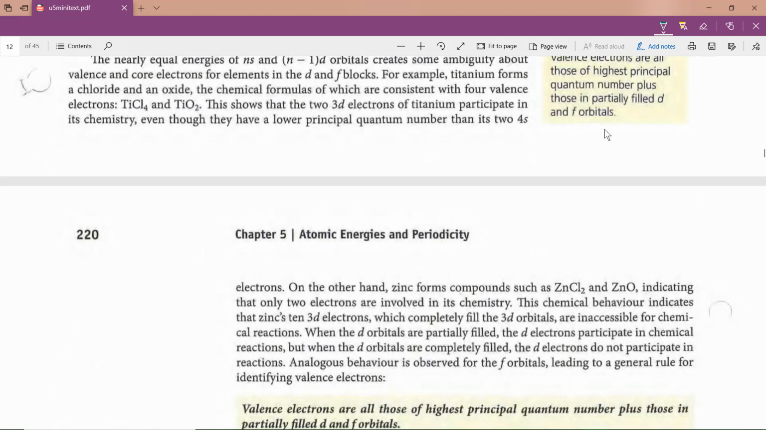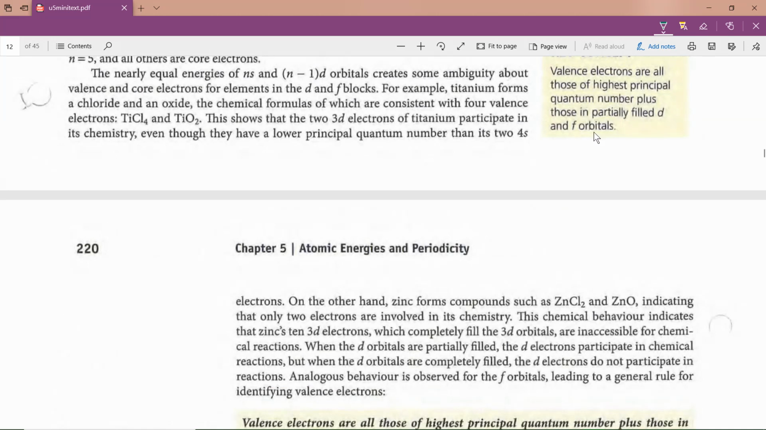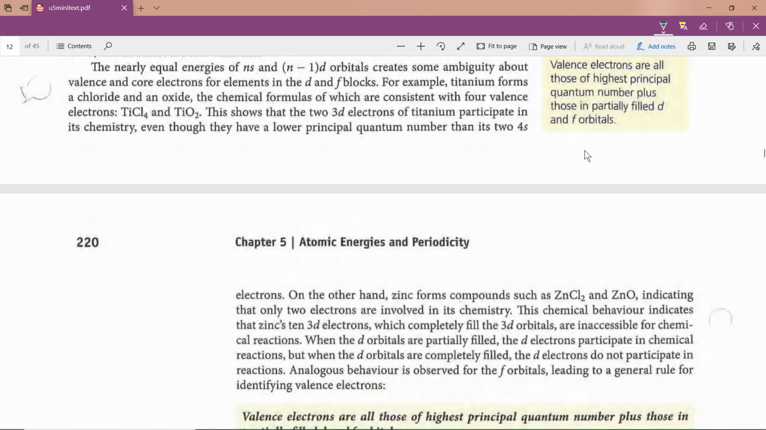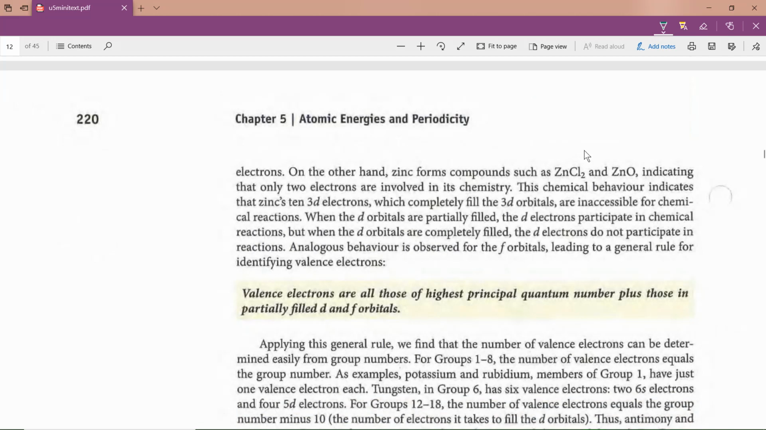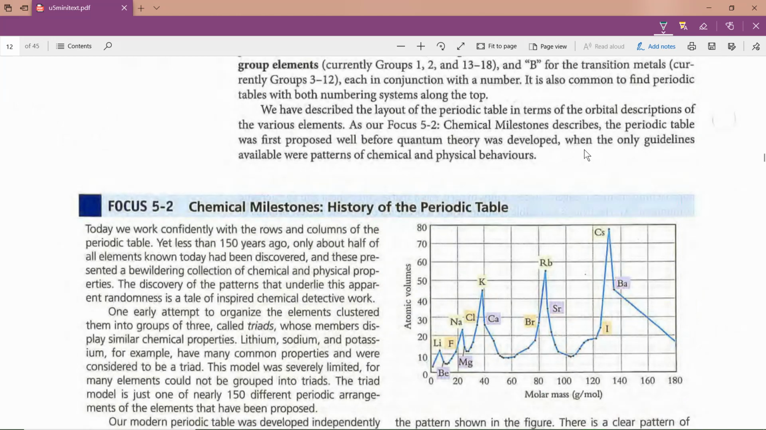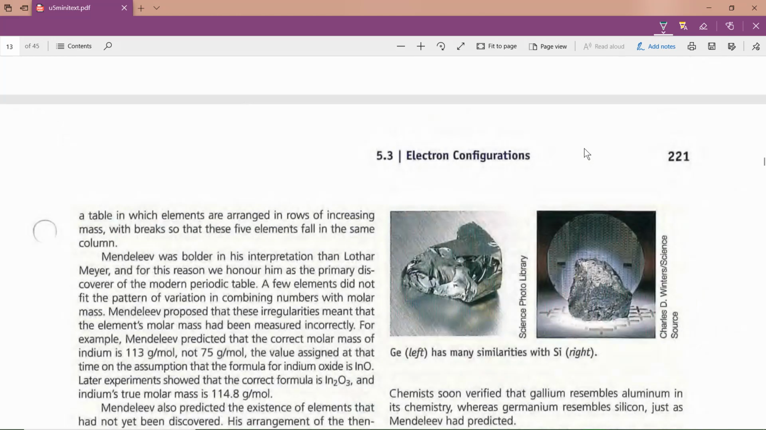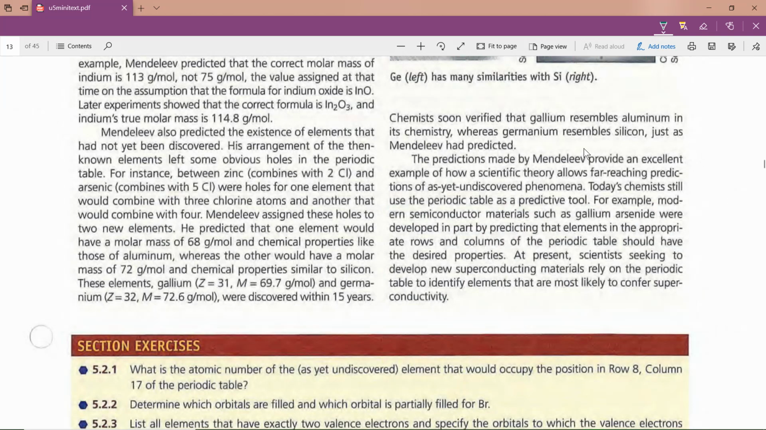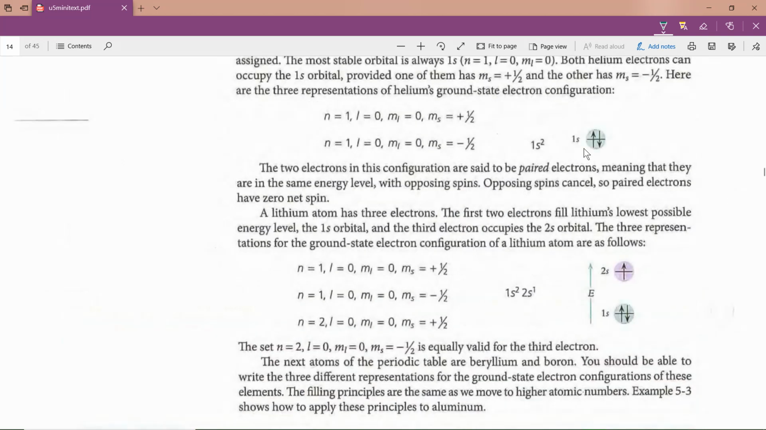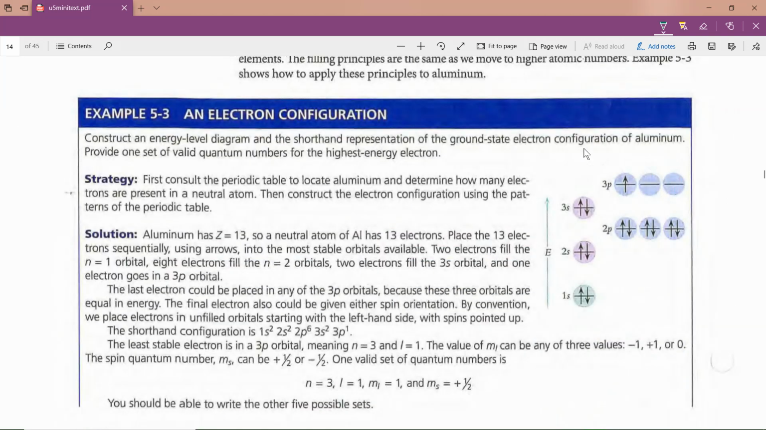Yeah, so valence electrons are those of the highest principal quantum number plus those in partially filled d and f orbitals. Fine. Okay. Then, a bit of history there. Electron configurations. Well, I already started electron configurations, and the book is going into all sorts of glorious detail about it.